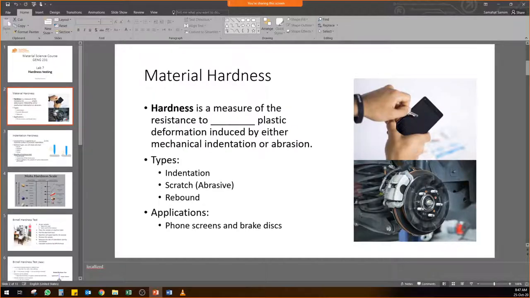So what is hardness? Let me ask you. Hardness is a measure of resistance to plastic deformation induced by either mechanical indentation or abrasion. Okay, so it is very important to know.